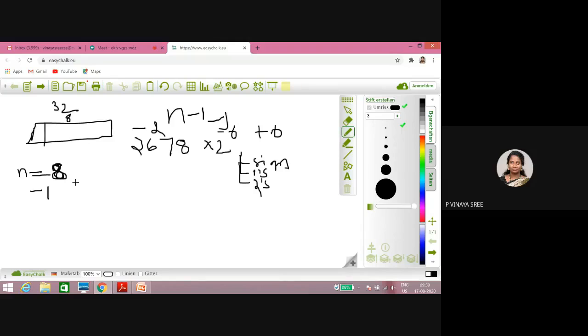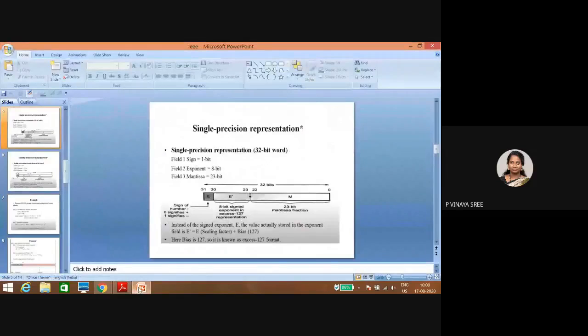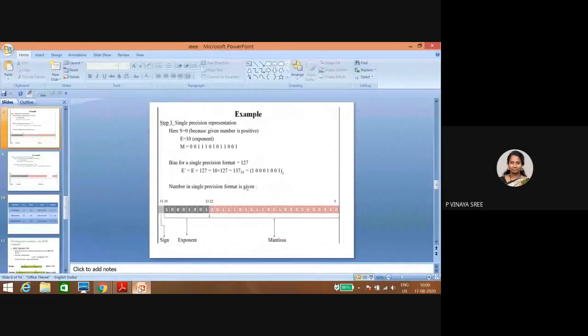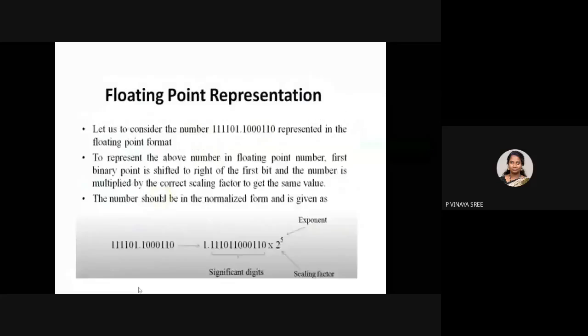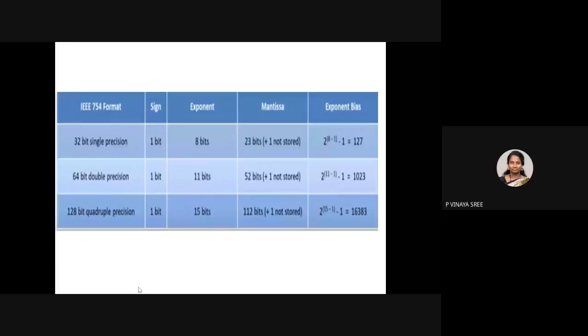What we are doing is the formula, how we are including the bias is important. So how we are including it is this formula. See here, this is the formula. So let us consider 32-bit single precision, partitioning into these components.